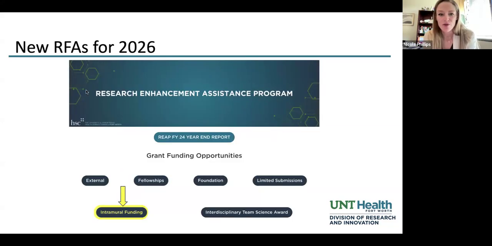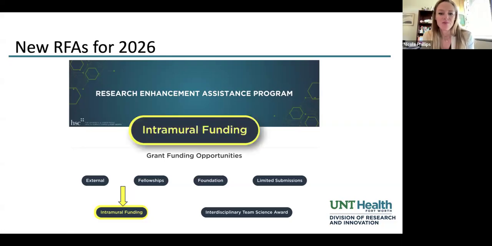This is a screen grab from the main landing page for REAP, the Research Enhancement and Assistance Program. For those who aren't familiar, the shorthand we call this office is REAP, R-E-A-P. There's a lot of information on this web page and on this site in general to help investigators look a little deeper into potential funding opportunities. This is where you can find information about foundations, and any limited submissions that are being posted or currently available. But you'll see a link here for intramural funding. We're going to focus on this one for most of today.